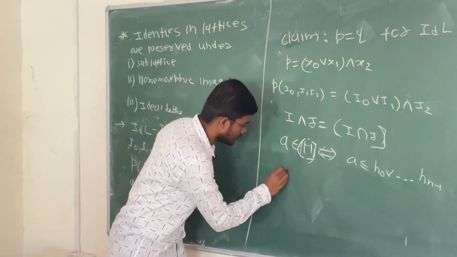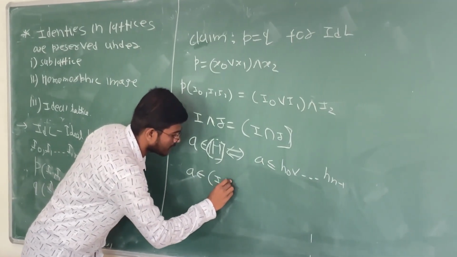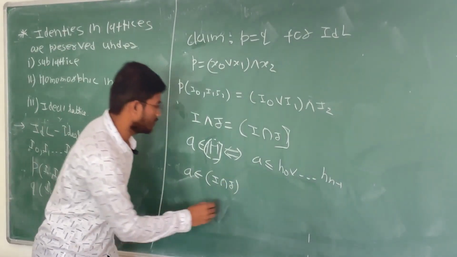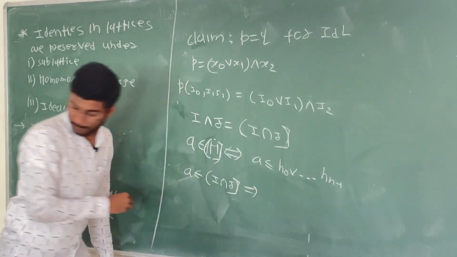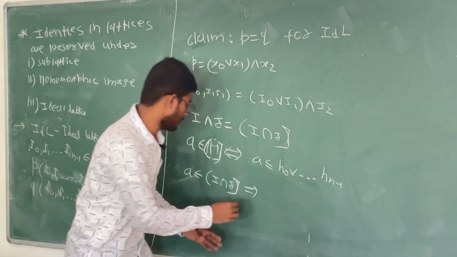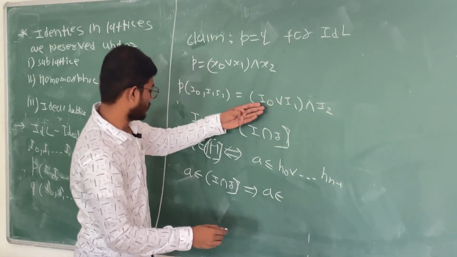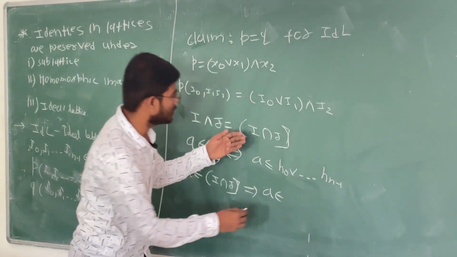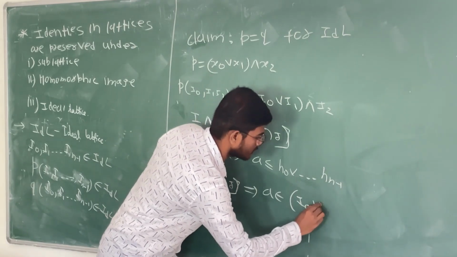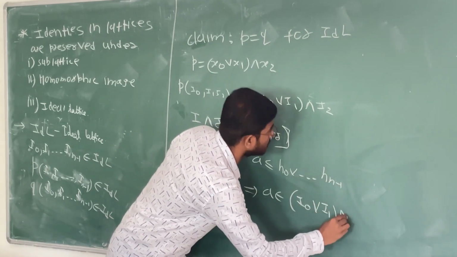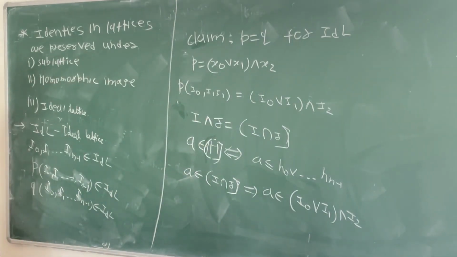Now we take an element A belonging to I intersection J. Write one side open and the other side closed. A belongs to this if and only if A belongs to I0 join I1 meet with I2. So we have this statement.